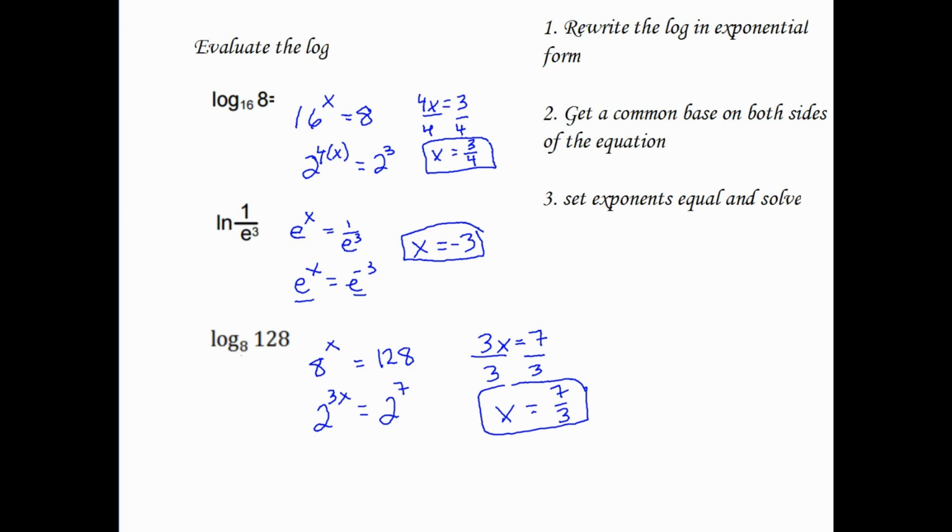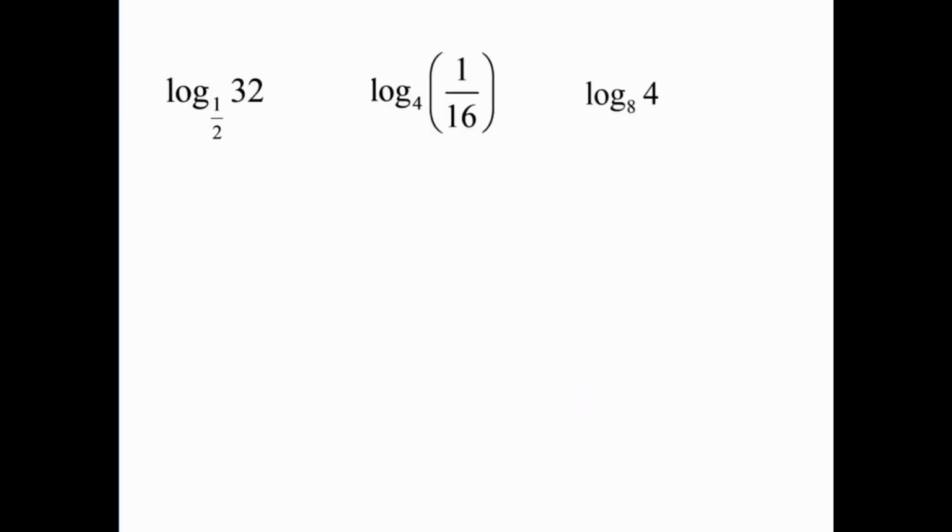And let's go ahead and check out these last 3 problems. Get these last 3 problems and the answers will be up in just a moment. Okay. (1/2) to the x equals 32. 2 to the negative x equals 32. 2 to the negative x equals 2 to the 5th. Negative x equals 5, divided by negative 1.